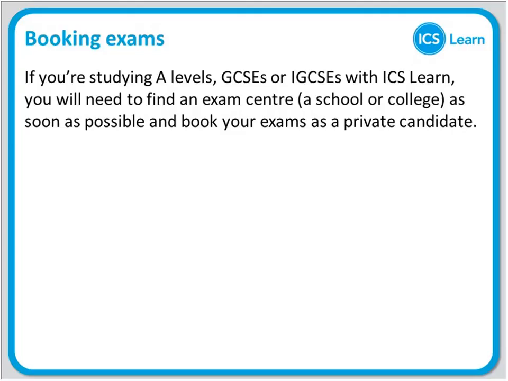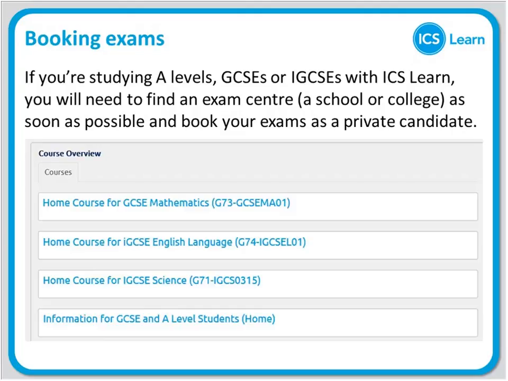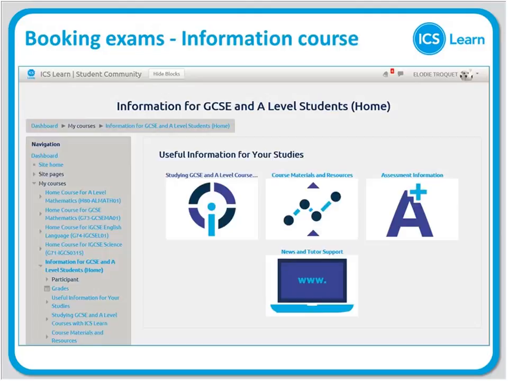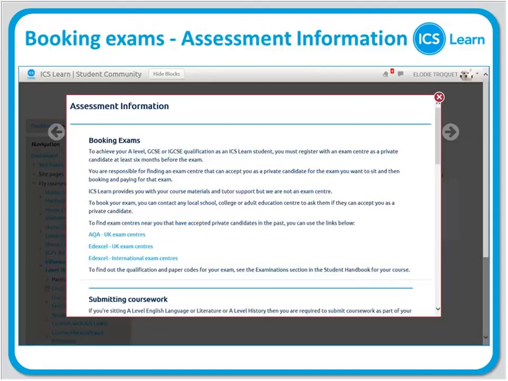The first step is to find a local exam centre. That's any school, college or adult education centre who accept private external candidates and offer the qualification you're working towards. To help you find an exam centre that accepts private candidates, we've put together some links and an interactive map on your Information for GCSE and A Level Students page. Click on the link from your dashboard page. This page contains information that is useful to all GCSE and A Level students, so do take some time to look around. You can find information about booking exams in the Assessment Information section. Use these links to help you find a school or college that can take you as a private candidate.